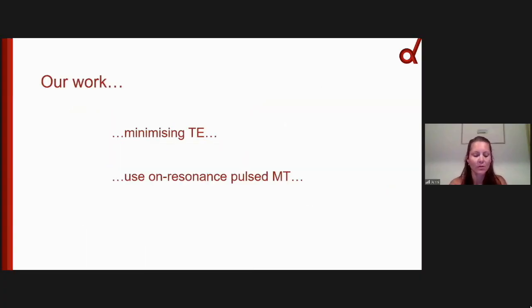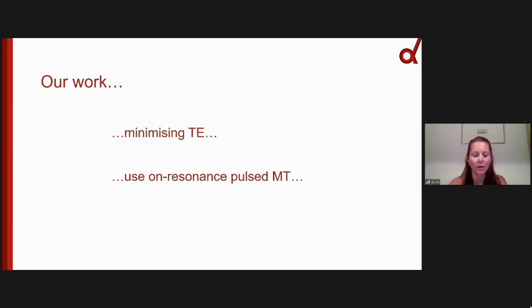In our work, we concentrated on minimizing TE and the use of on-resonance pulsed MT, to increase efficiency by eliminating off-resonance pulses and increase sensitivity to changes in blood volume. As magnetization transfer suppresses tissue signal while the blood signal stays largely unaffected, we expect an increase in total signal due to an increase in blood volume, an increase in blood oxygenation level within capillaries, and an increase of water exchange, leading to an increased attenuation of the venous signal.